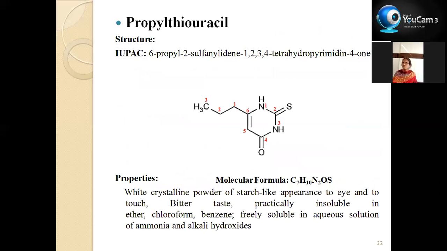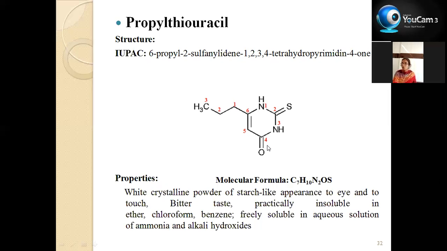So in this, the first drug is propylthiouracil. Propylthiouracil is the drug name, and this is the structure. IUPAC name is 6-propyl-2-sulfanylidene-1,2,3,4-tetrahydropyrimidin-4-one. So this is the structure of the pyrimidine.